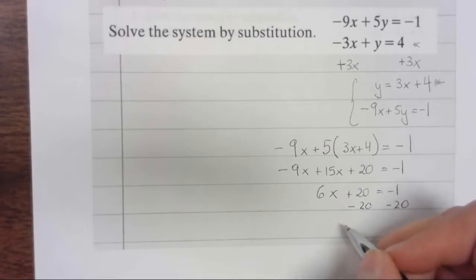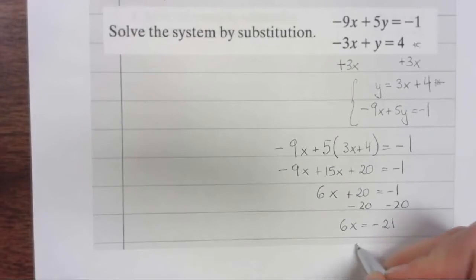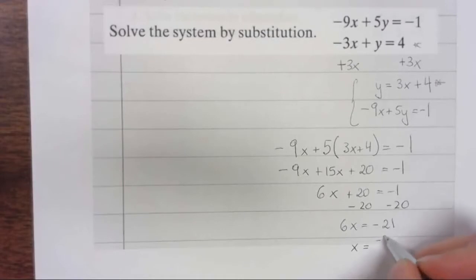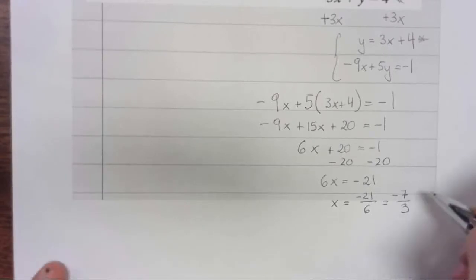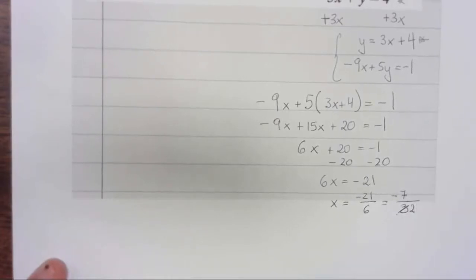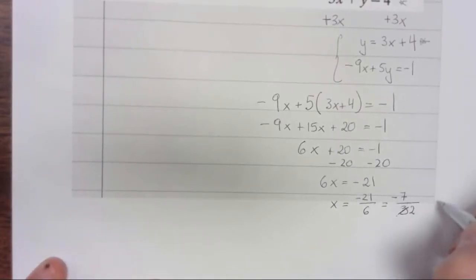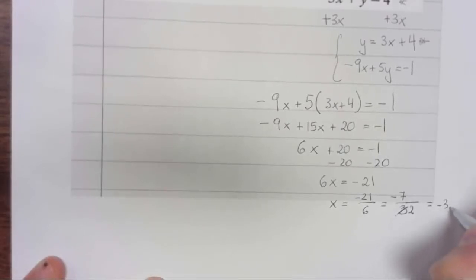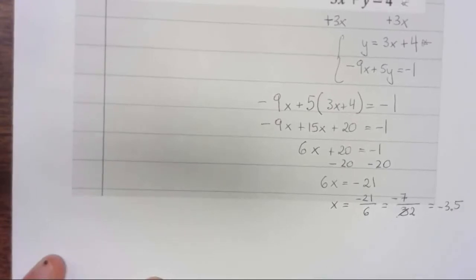So I have 6x equals negative 21. So x equals negative 21 divided by 6. It's a little bit of fractions. I divide by 3, so it's negative 7/3 is my x. Whoops, not 7/3, sorry, 7/2. 6 divided by 3 is not 3, it's 2. Which really, if I want to put it in decimal form, is negative 3.5, right? Okay, so that is my x.